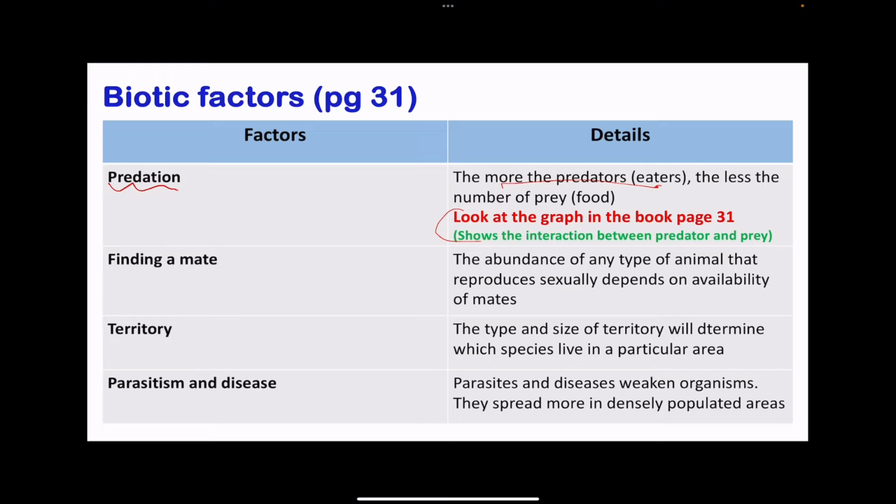Finding a mate, if the organisms are abundant in an area, then it's going to be easy to find a mate and they will reproduce sexually. And this is going to increase the offspring or the number of organisms within that area.